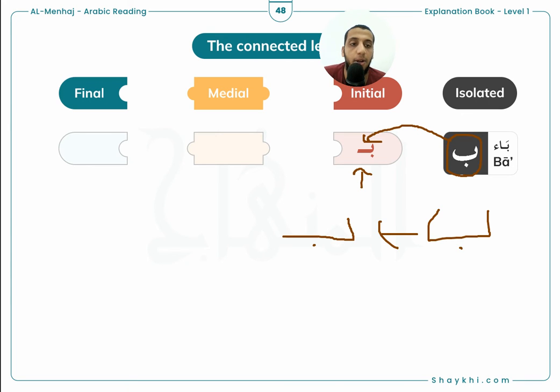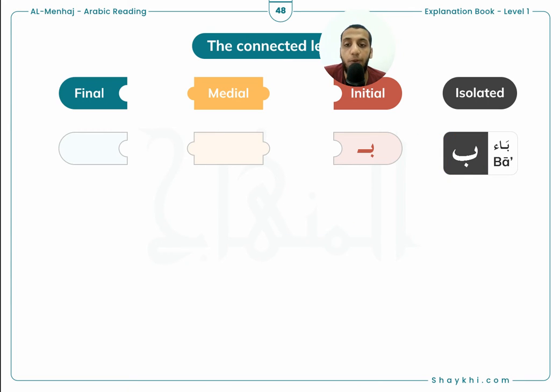As we see here. Okay, what about the middle form? This is the middle form of the letter B. Two lines like this and then a line like this. This is the letter B in the middle form. What about the final form? This is the final form of the letter B.